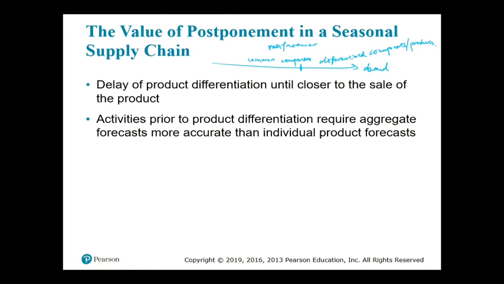So the activities before the differentiation are activities associated with these common components. So when we make demand forecast, we're forecasting for the demand of these common components. One rule we talked about in demand forecasting is aggregated forecast is more accurate than disaggregated forecast. So in this region, we're reducing demand uncertainty by aggregating forecast.